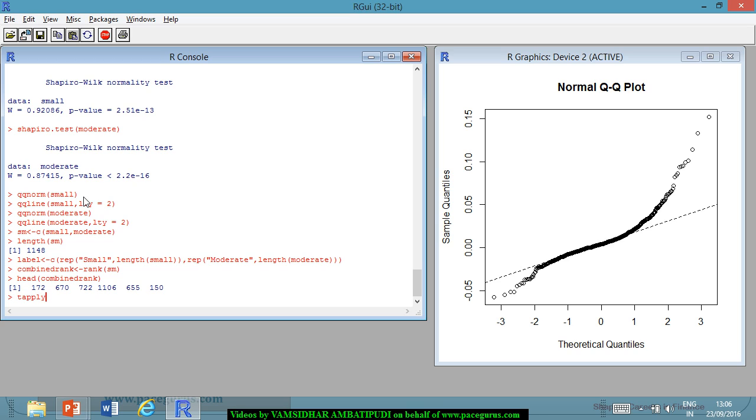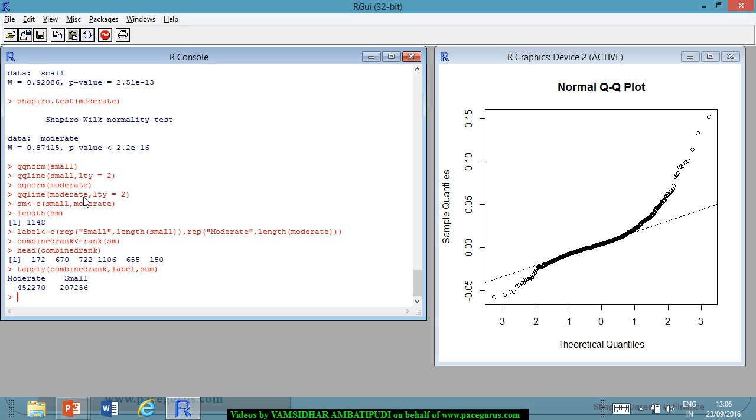Now I can simply do a tapply. I'll separate it group-wise, taking the combined rank and doing the summation across the labels. So I'll say label and sum. For moderate, the summation comes out to be 452,270, and for small, the summation comes out to be 207,256. So that is the summation of the ranks.